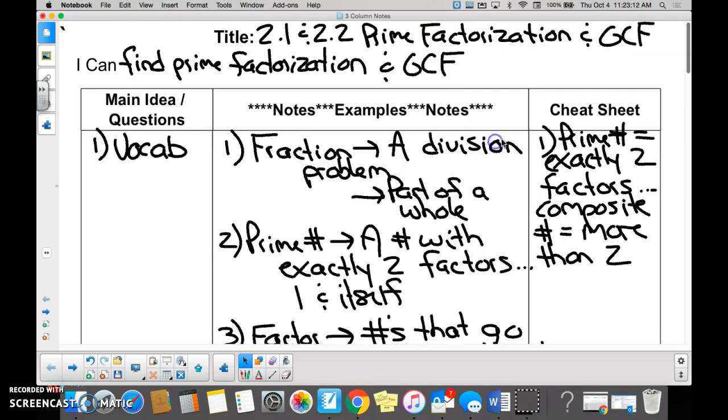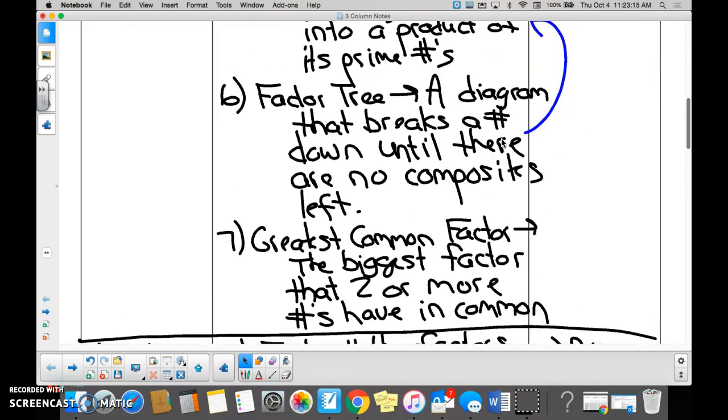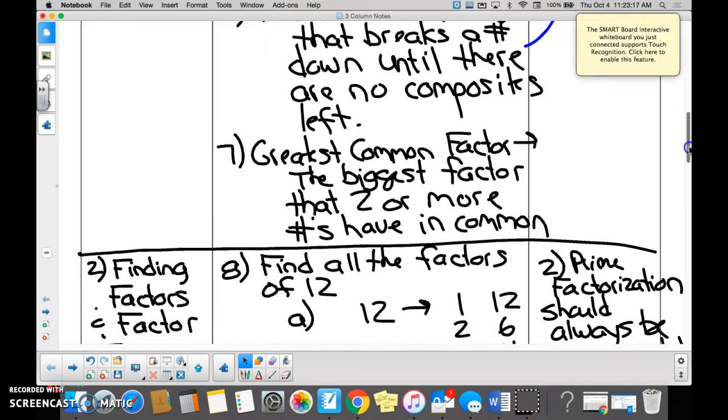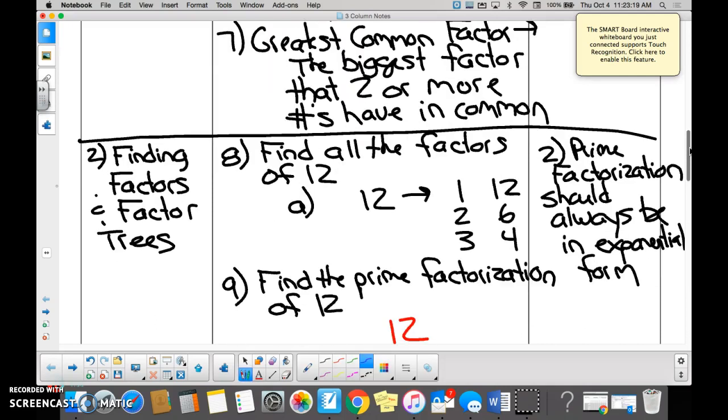We found factor pairs using that method, yes, no? Okay.